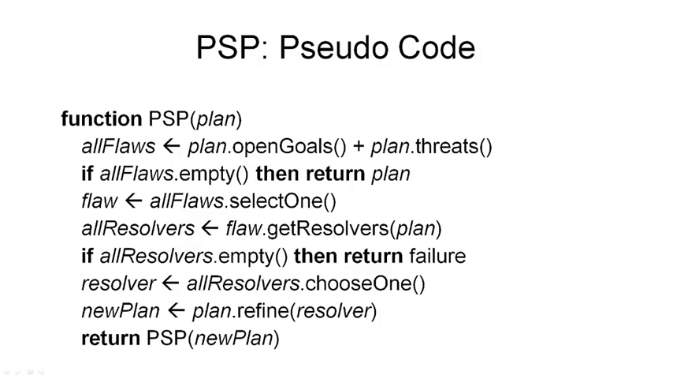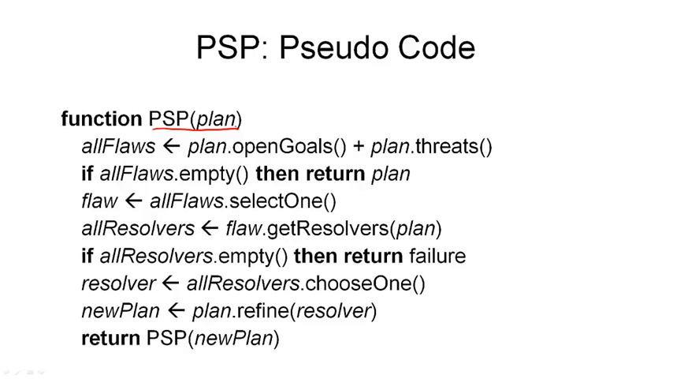And here is what I've just told you in pseudocode. We define the function PSP that takes a partial plan as input. The procedure then refines this plan into a solution plan. Note that there's no planning problem given as input. That is because initially the plan that is given to this procedure is the empty plan, which encodes the planning problem as it has the dummy steps init and goal, having the initial state and the goal.